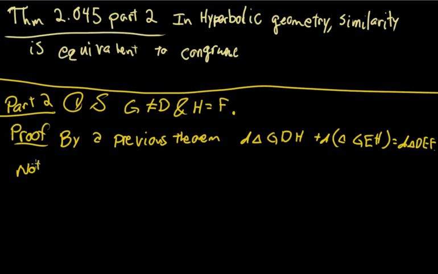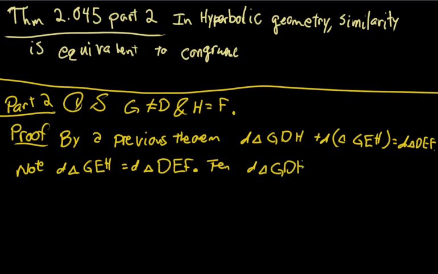Then note that the defect of triangle GEH equals the defect of triangle DEF. Then the defect of triangle GDH equals 0. So it has no defect.